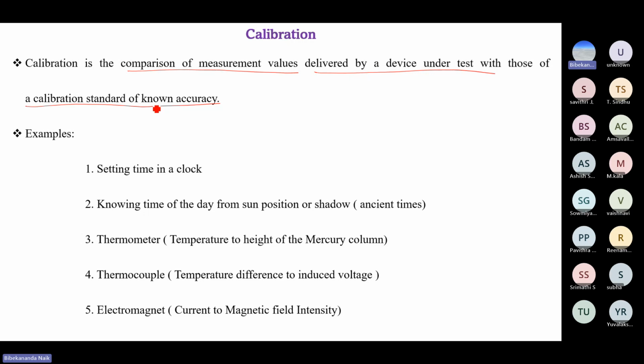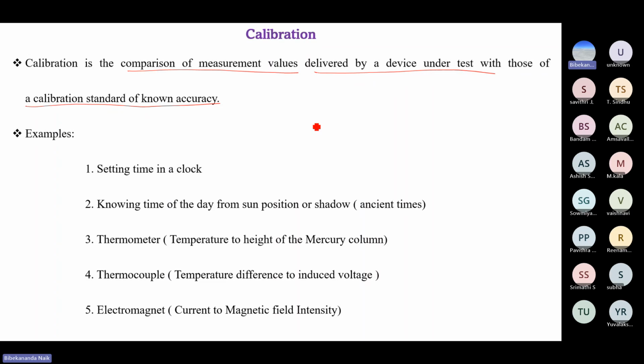For example, you must know that in ancient times there was no clock, and they estimated the time with respect to the position of the sun. When the sun is above our head, the time is generally 12 noon, when the sun sets it is 6 p.m., and when the sun rises it is 6 a.m. So for them the measured value is the time, and the calibration standard of known accuracy is the sun. So by knowing the position of the sun, we are calibrating the time and getting the time.